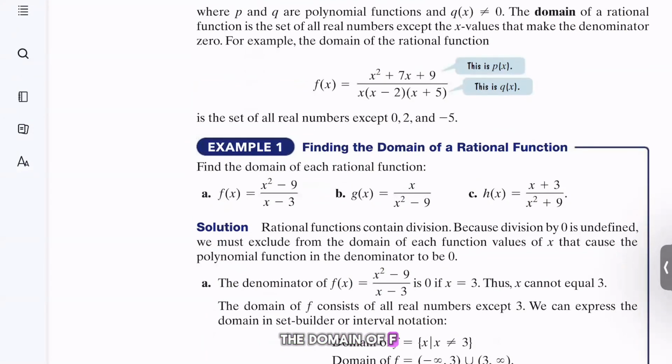And then the domain of F in interval notation. The first one's set builder notation, and the second one is interval notation. So negative infinity up to 3 union 3 to infinity. And if you graph it on Desmos, you can see what that looks like.